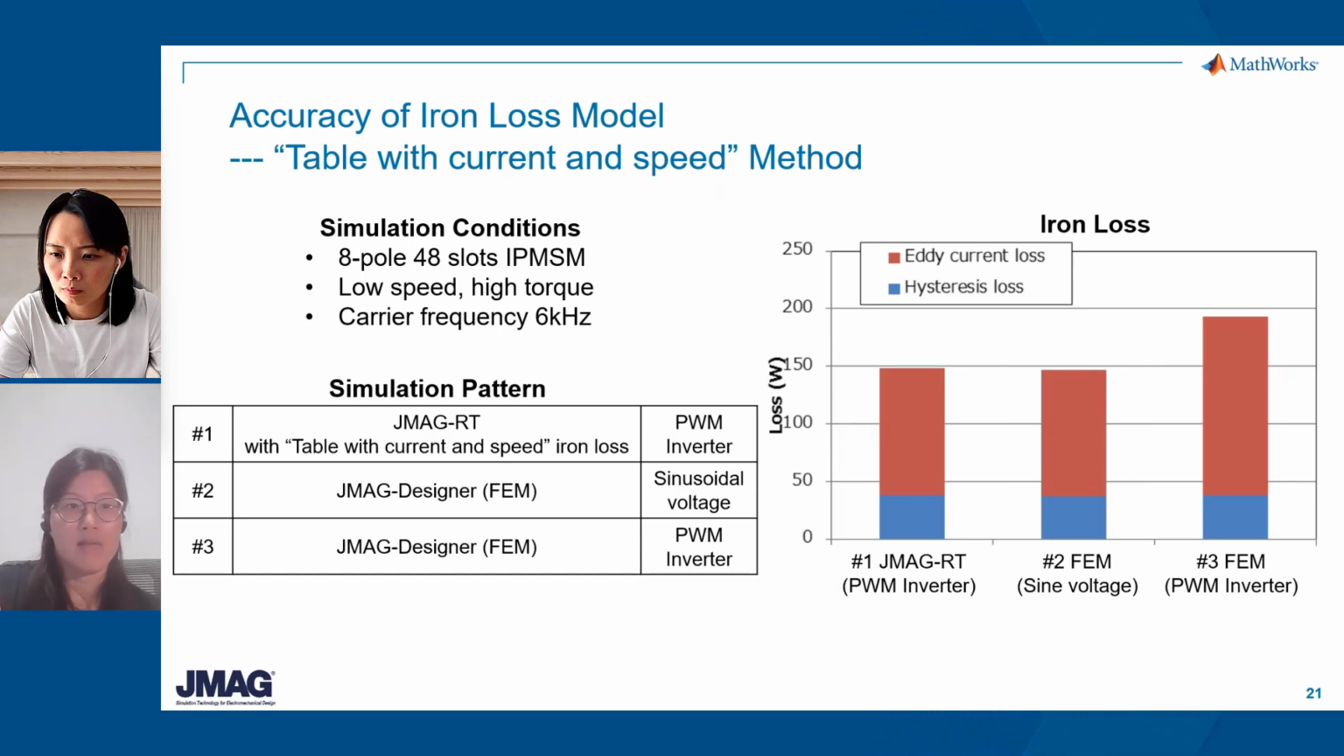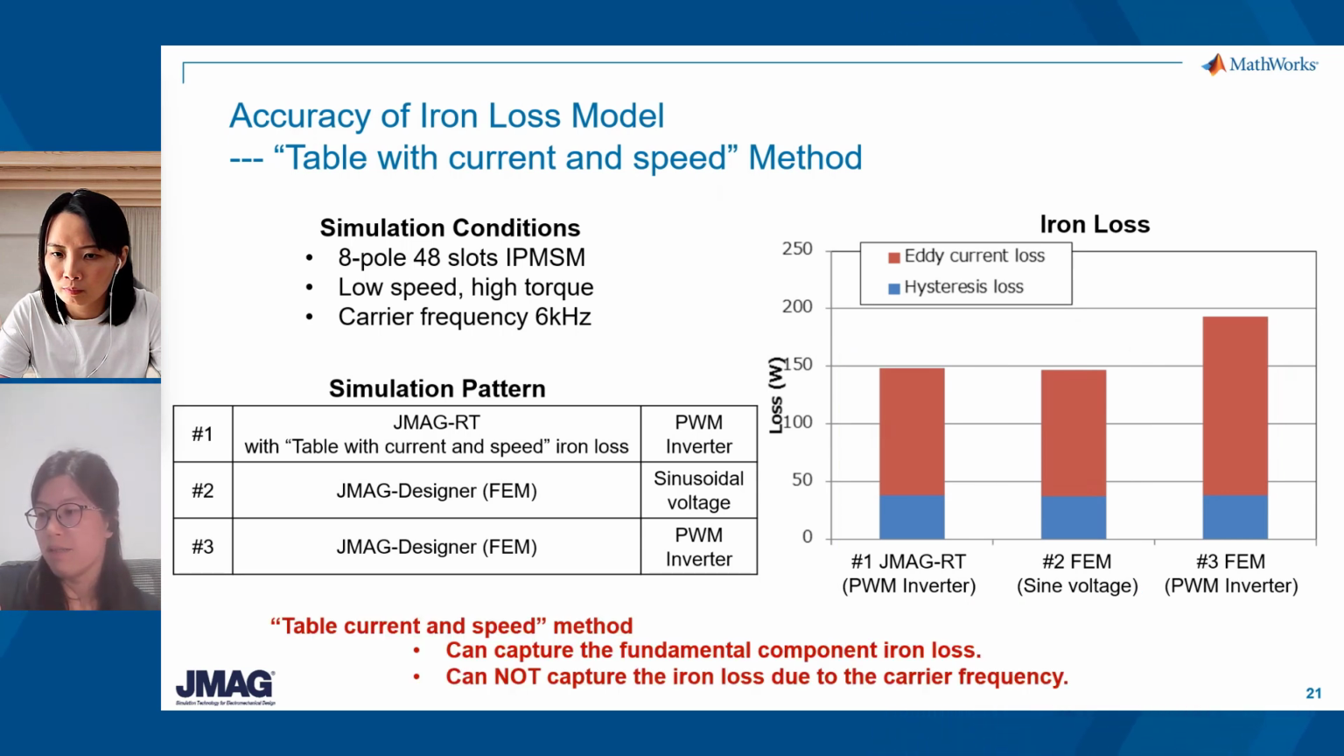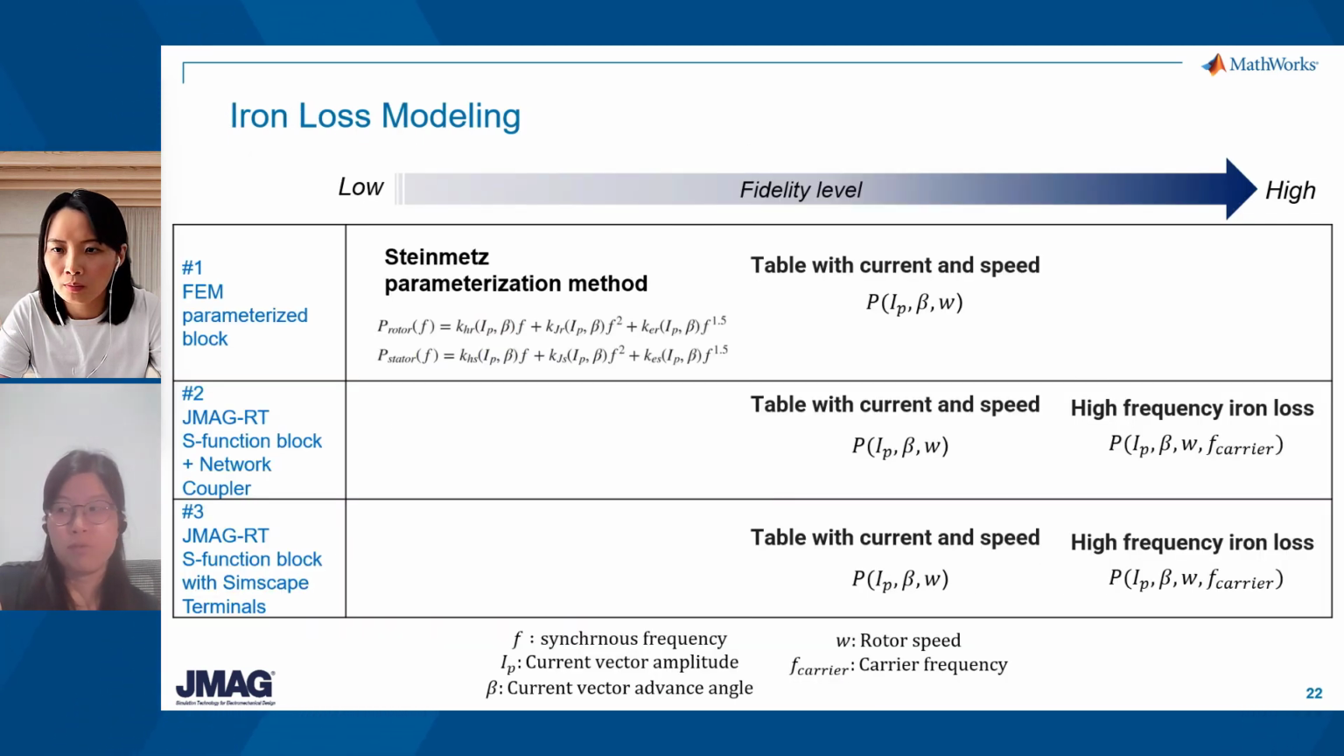So here's the summary. The table with current and speed method can capture the fundamental component of the iron loss, but cannot capture the iron loss due to the carrier frequency. And then let's move to the next comparison, which is about high frequency iron losses.